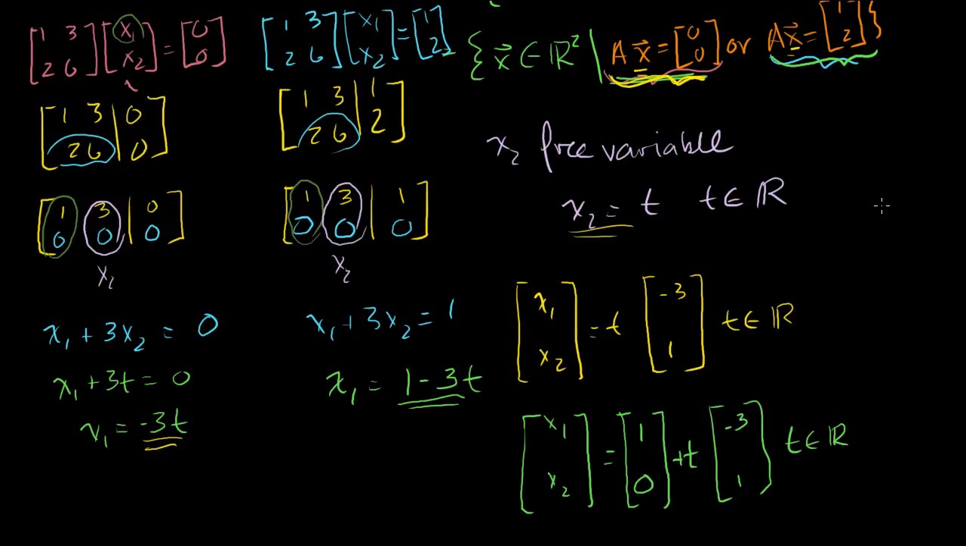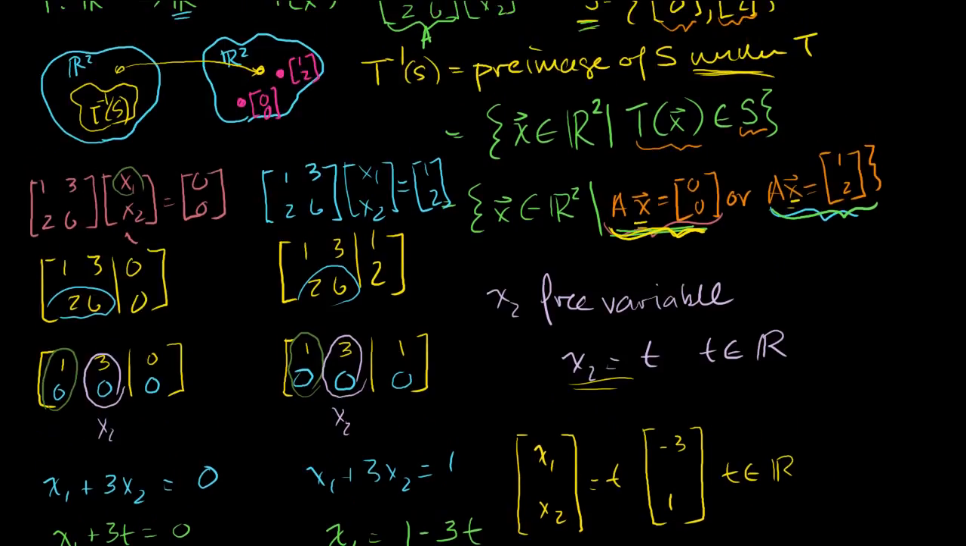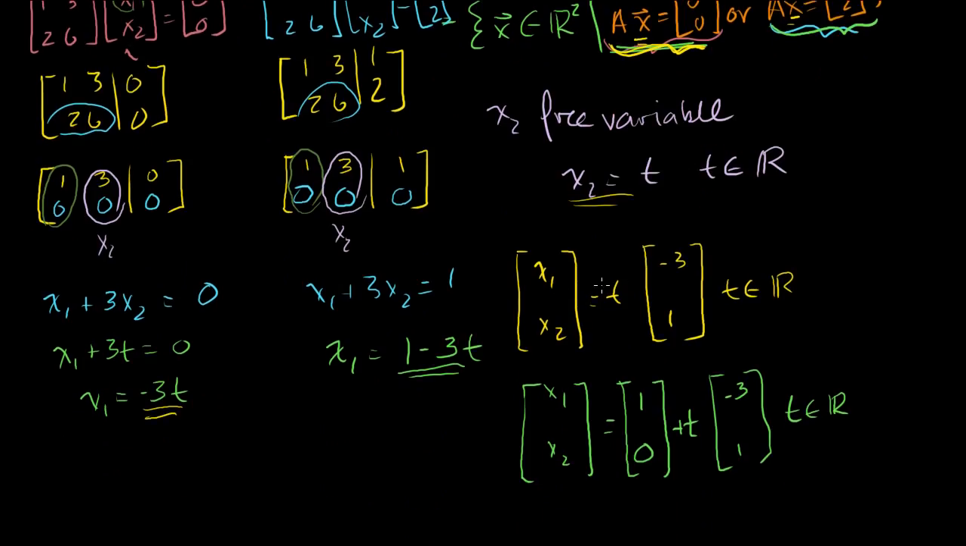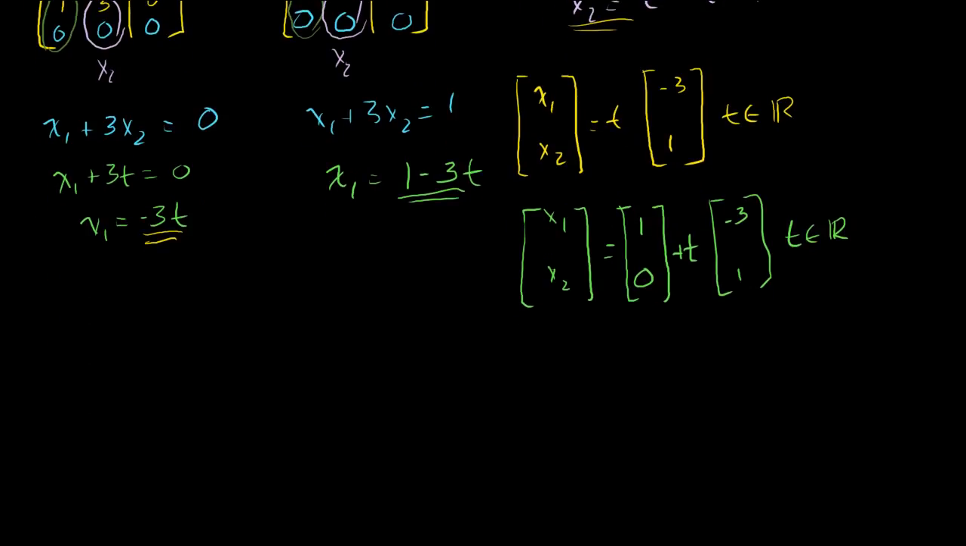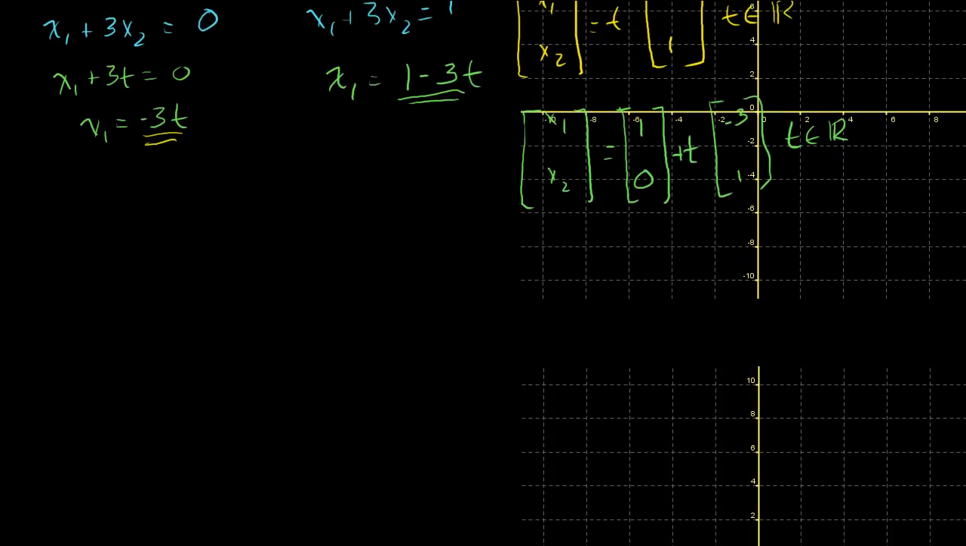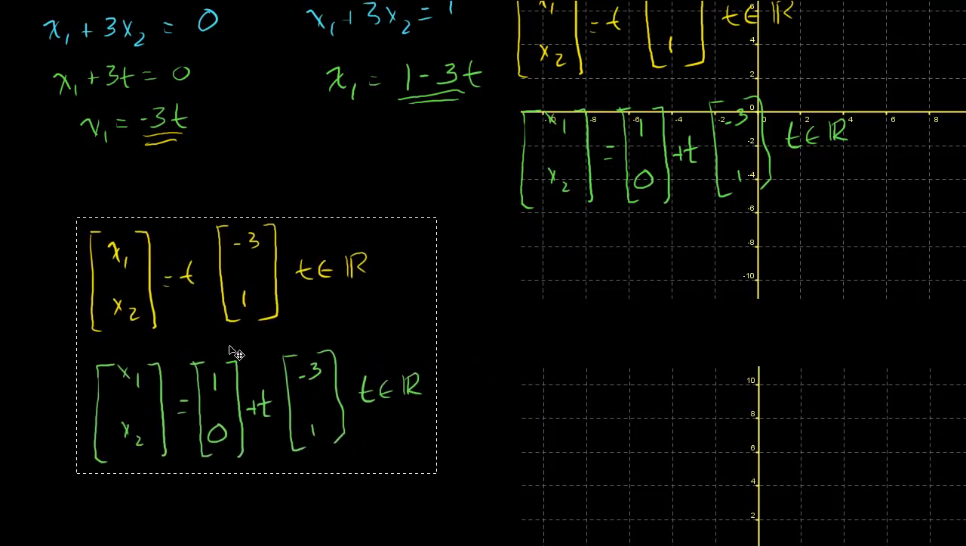So our preimage of S, and remember S was just these 2 points in our codomain. The preimage of S under T is essentially all of the x's that satisfy these 2 equations. And let's actually graph those. Let me turn on my graphs. It makes it look a little bit messy, but let me graph it down here. Let me copy and paste my 2 results. So those are my 2 results.